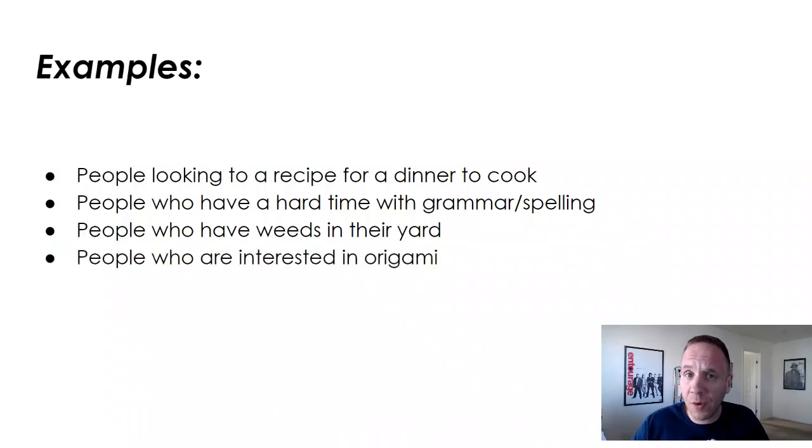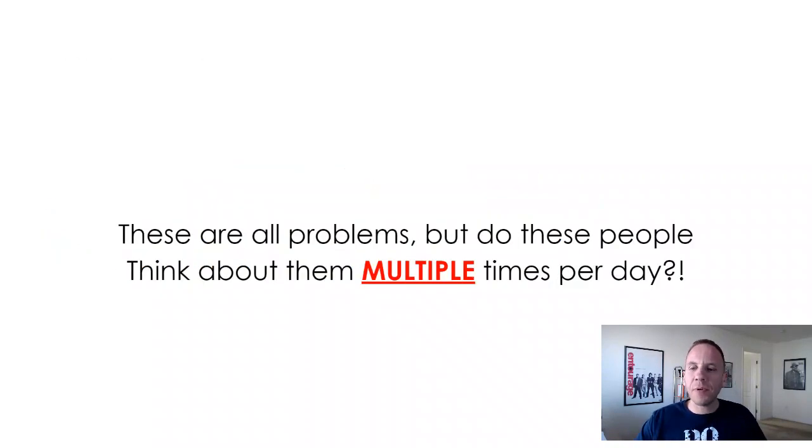People who are interested in origami or any type of hobby, fishing, hiking, camping, traveling, it's not something that they think about all the time. It might not be a problem. It's more of a hobby, but they do think about it. So these are examples of hobby niches that you can work in, like origami, hiking, fishing, camping, traveling. But again, the problems that I listed aren't things that they think about on a daily basis, or multiple times a day, I should say.